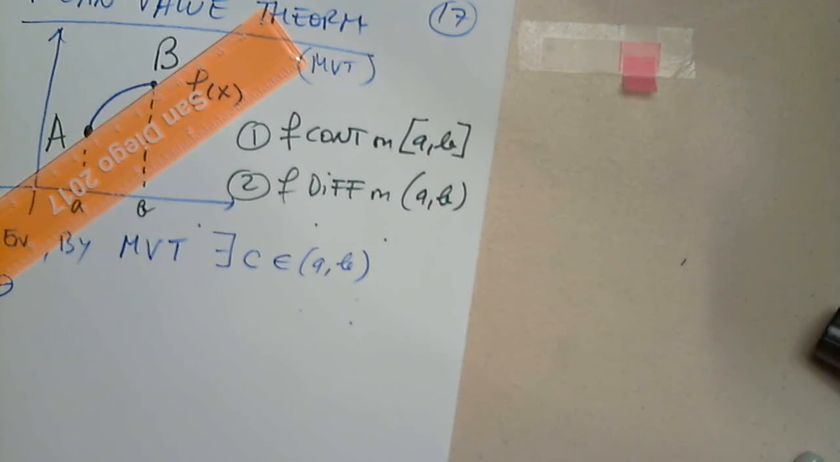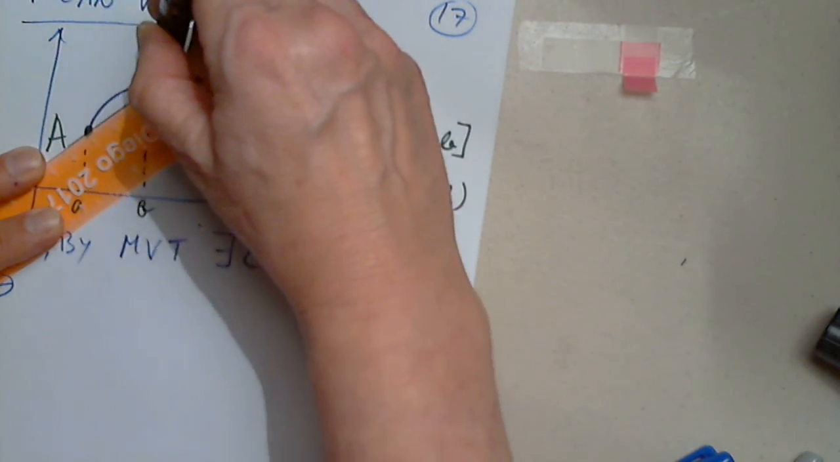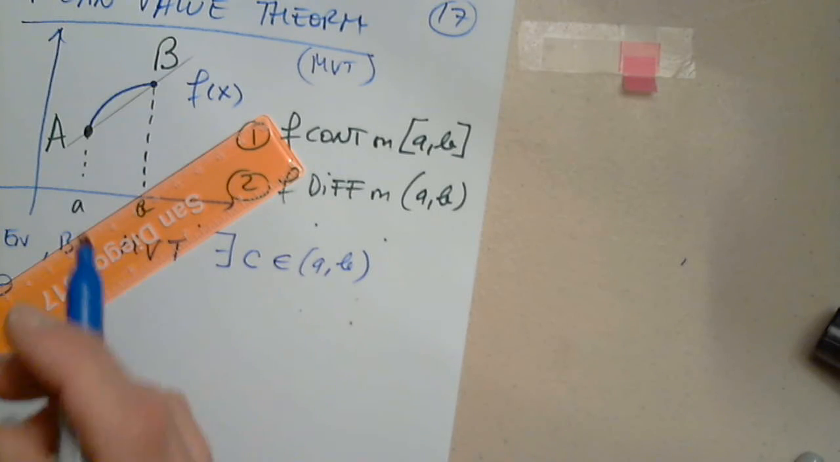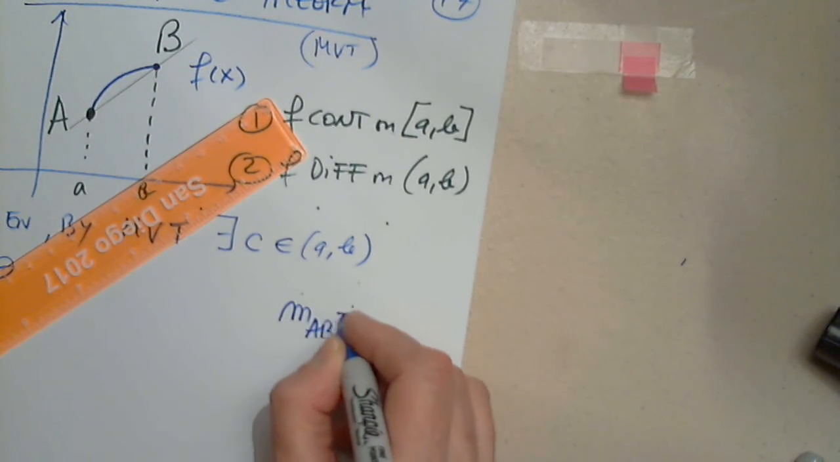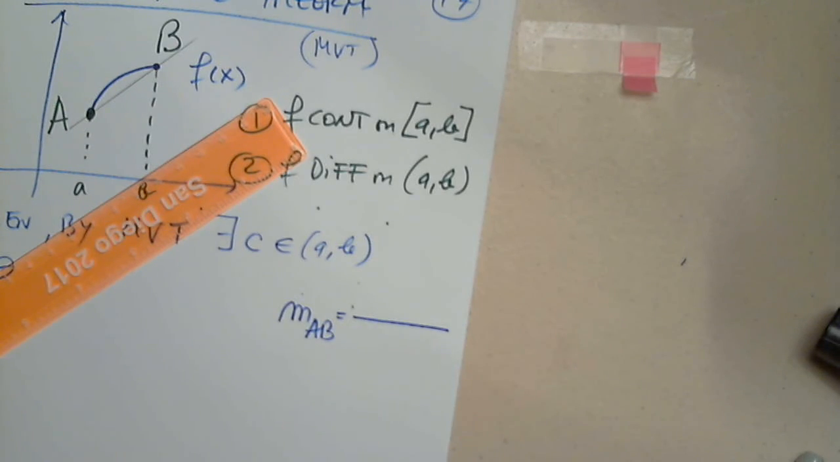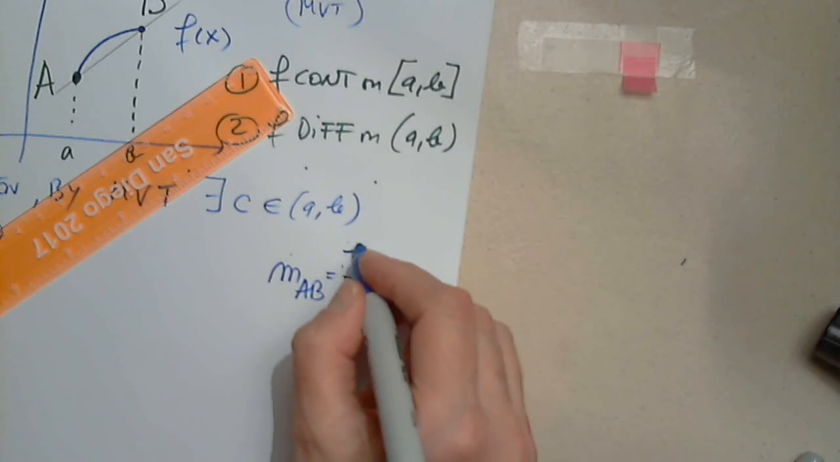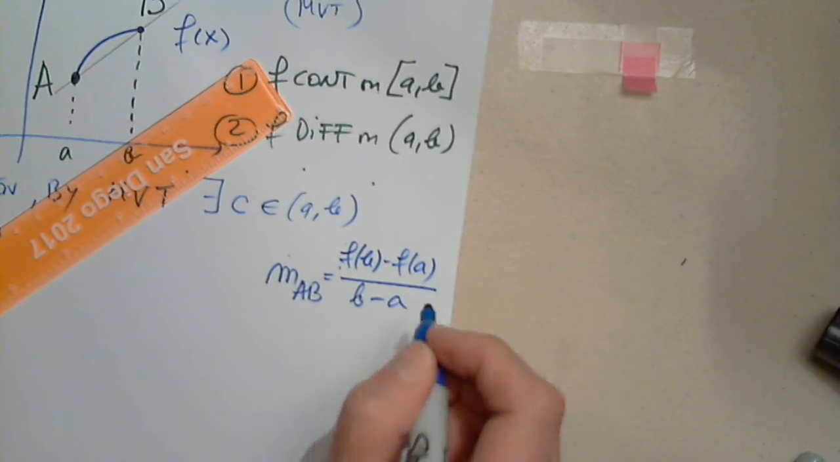Would you agree? I'm just going to draw this in pencil. This is the line segment through AB. Can anyone give us the slope of the line segment AB? F of b minus f of a over b minus a. Excellent. Thank you. Awesome.